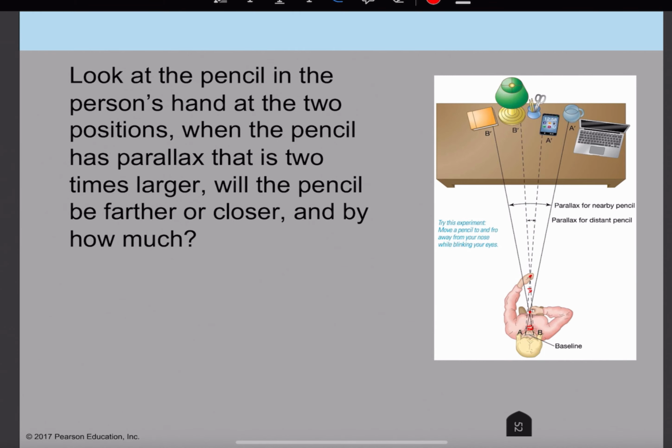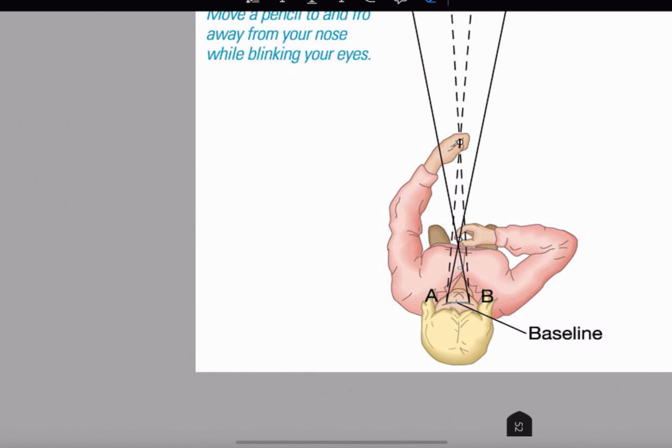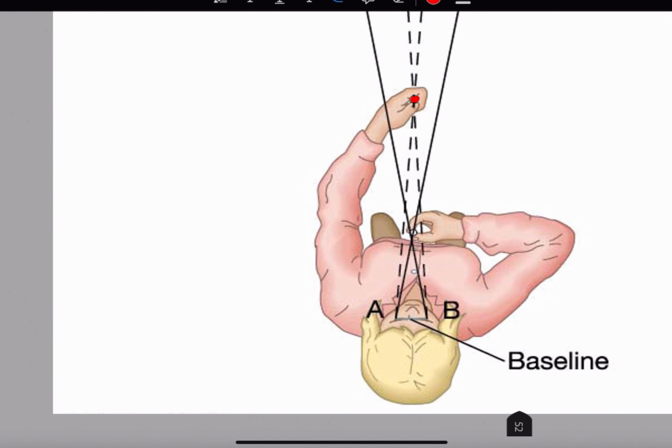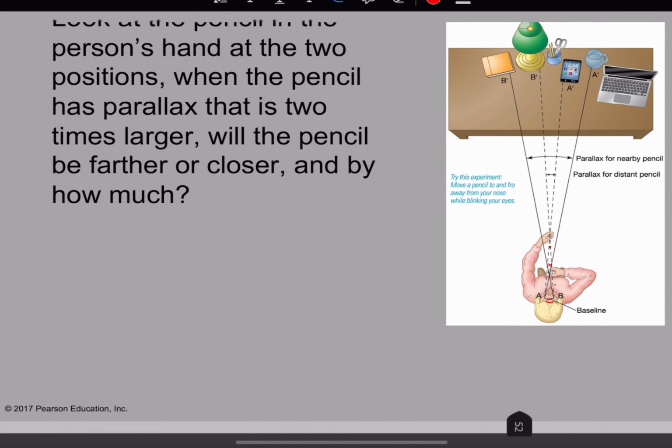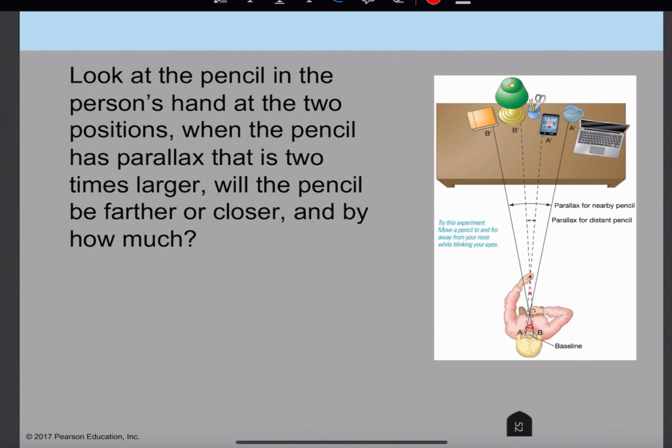Okay, next question. So let's look at this picture here. So you have a pencil. When the pencil is far, notice the angle of parallax. And notice when the pencil is close, notice this angle of parallax. So the question says, when the pencil has an angle of parallax that is 2 times larger. So let's say look at the pencil in a person's hand at the 2 positions. When the pencil has a parallax that is 2 times larger, will the pencil be farther, closer, and also by how much?